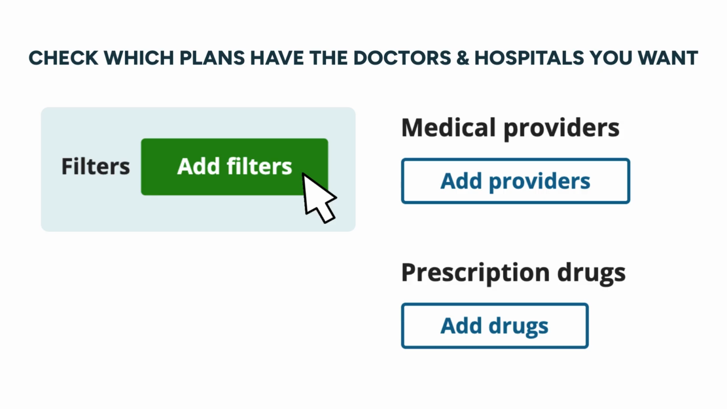Prices vary by insurance company and their in-network list of doctors, hospitals, and options for services in the plan. You can enter your preferred doctors and hospitals to see the differences between plans. First, click on the green Add Filters button at the top of the page. Click the blue Add Providers button to search and add your doctor or hospital's name. You can add multiple hospitals to compare your options. Click the blue Add Drugs button to add the names of any prescription drugs that you use regularly.